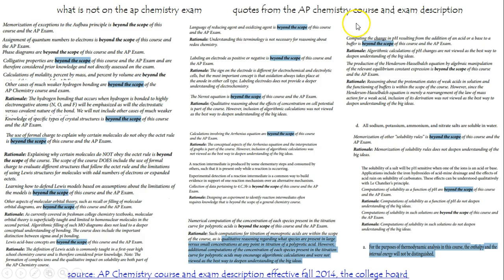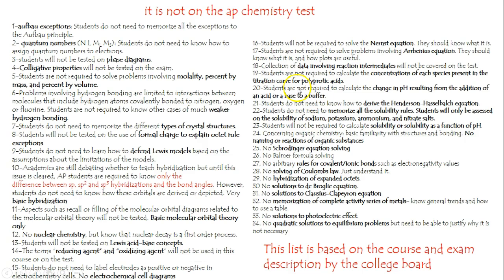I won't read all of them, but take a look at them. These were all of the exceptions. This is generally found by just going to the course and exam description and doing a search for beyond the scope. It's summarized here in more ordinary English, and once again, I'm not going to read every topic, but knowing what's not on the exam can save you enormous amounts of time. And this is one of the key aspects of our strategy to preparing for the AP Chemistry exam. Our next topic will be to take a look at the focused review of specific topics.